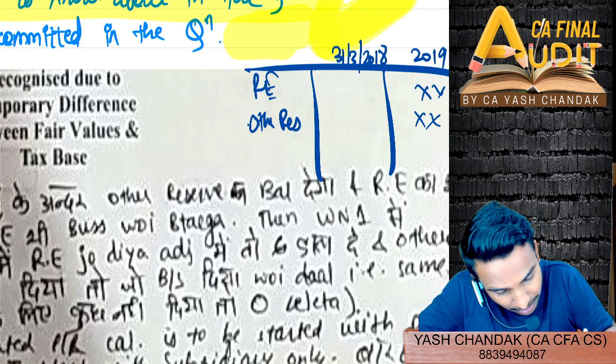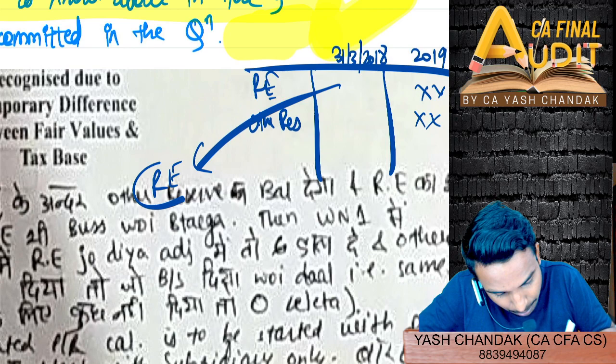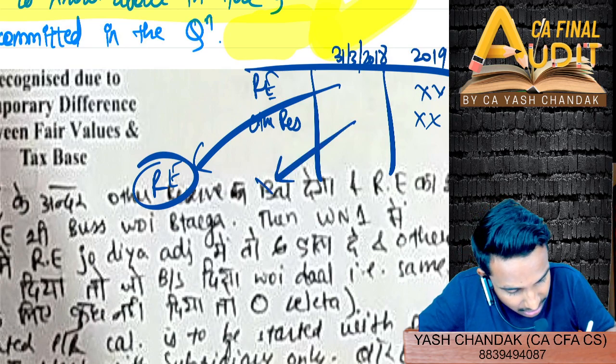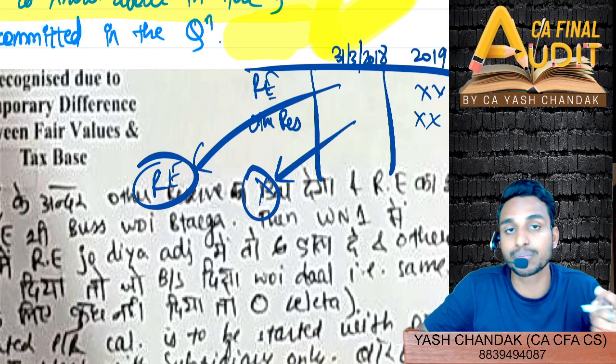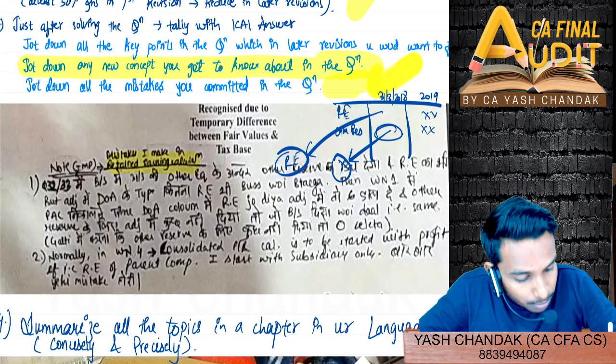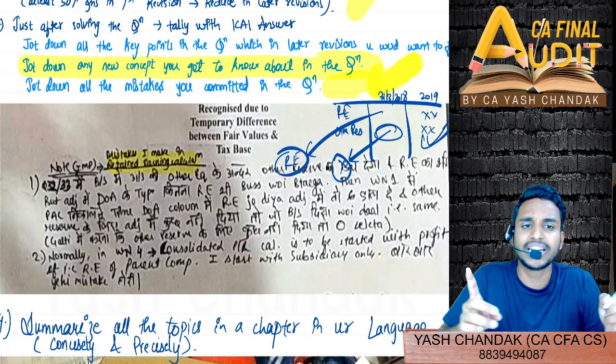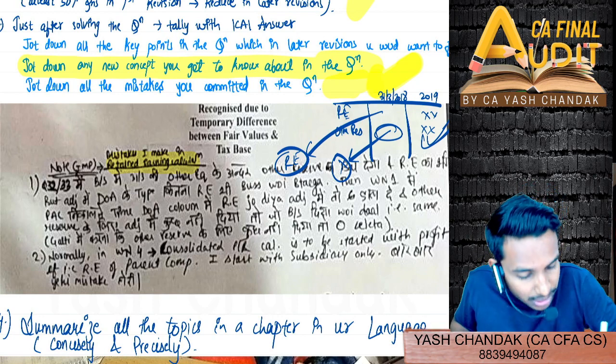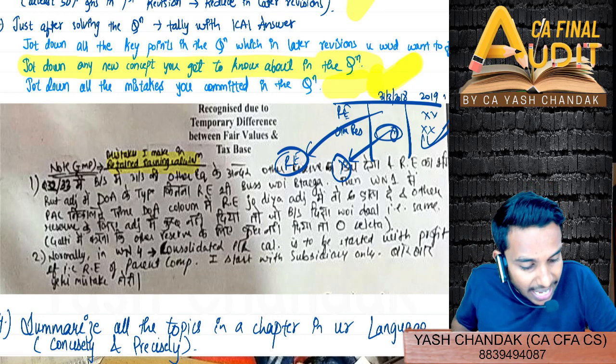And in the adjustment, the figure was given for retained earning, but there was no figure given for other reserve in the adjustment part. So what I did was I assumed it to be zero, but I should have assumed it to be this figure only, that is, 2019 and 2018 there is no change, but I assumed it to be 0 in 2018 and in 2019.